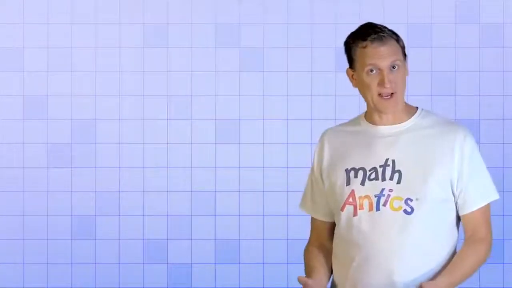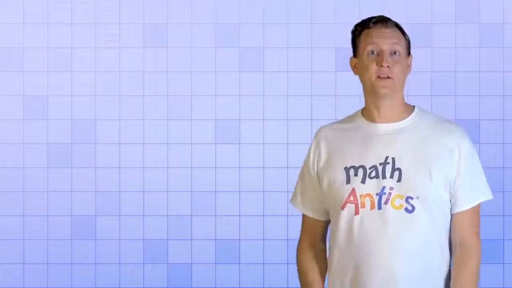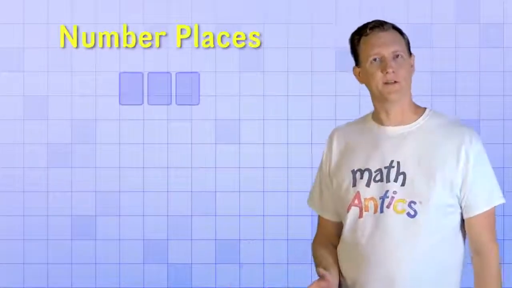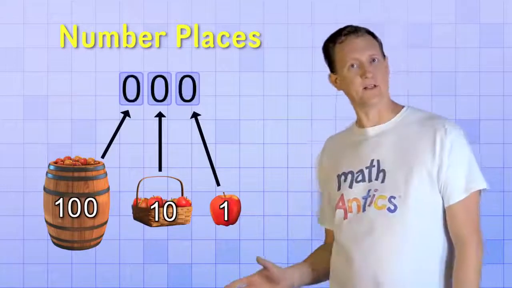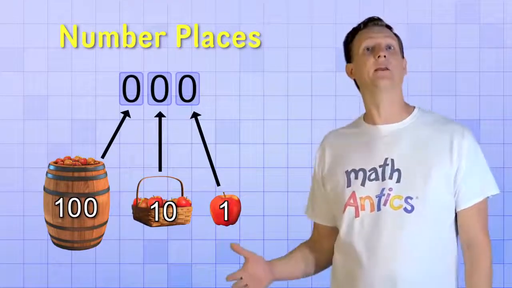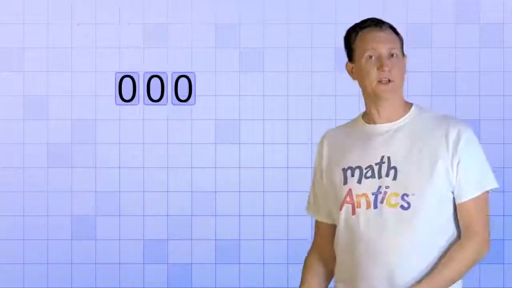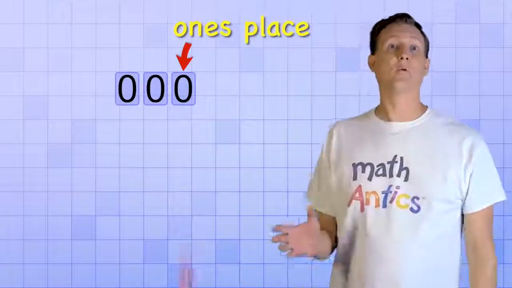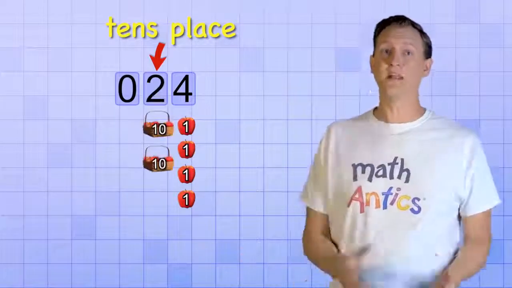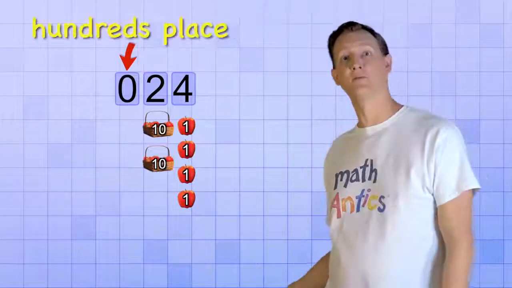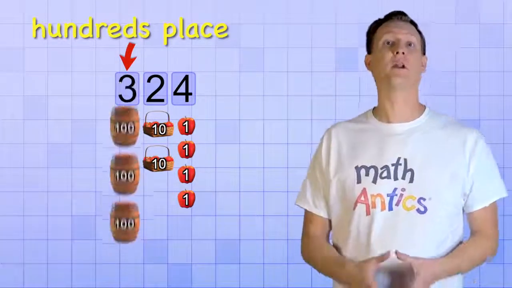Are you starting to see how our base 10 number system works? It uses different number places to represent the different size groups that we use to count. And the digits in those number places tell us how many of each group we have. The digit in the ones place tells us how many ones we have. The digit in the tens place tells us how many groups of 10 we have. And the digit in the hundreds place tells us how many groups of 100 we have.